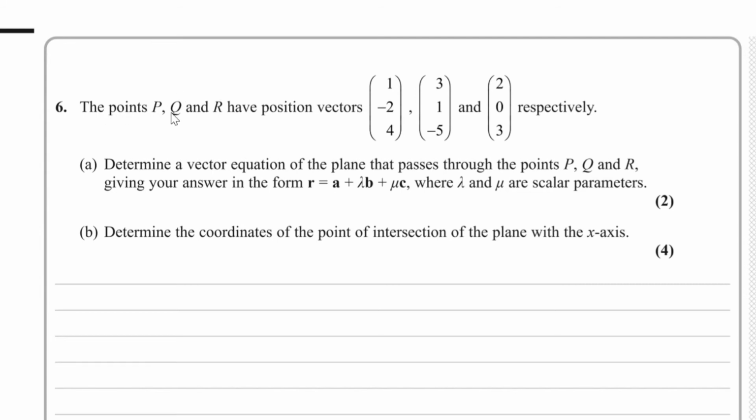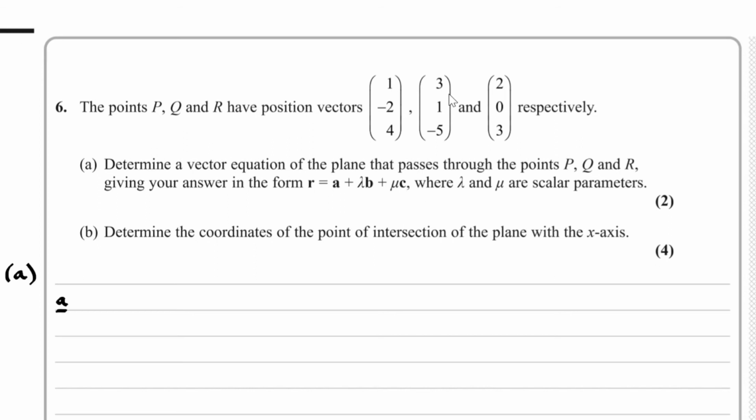Question number 6. The points P, Q and R have position vectors (1, -2, 4), (3, 1, -5), and (2, 0, 3) respectively. We have to determine a vector equation of the plane that passes through the points P, Q and R, giving your answer in the form r equals a plus lambda b plus mu c, where lambda and mu are scalar parameters. Now first of all, we need to find out what the vectors a, b and c are.